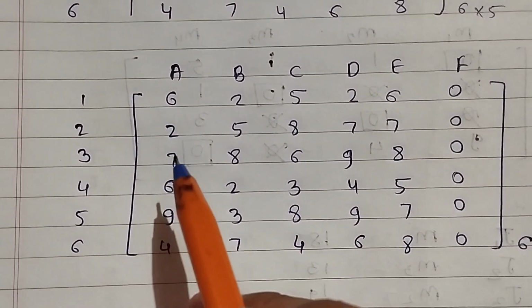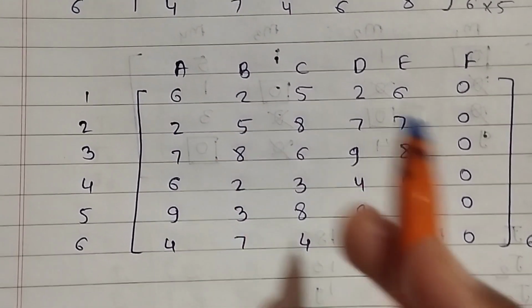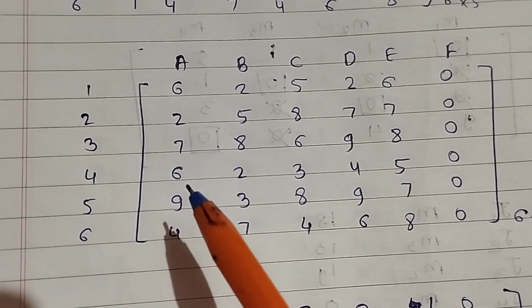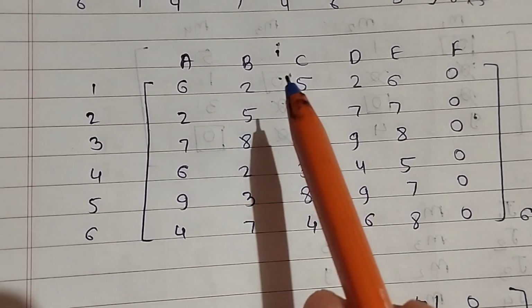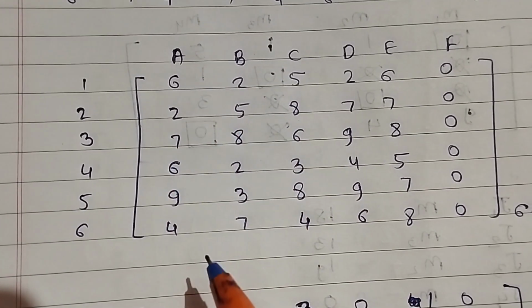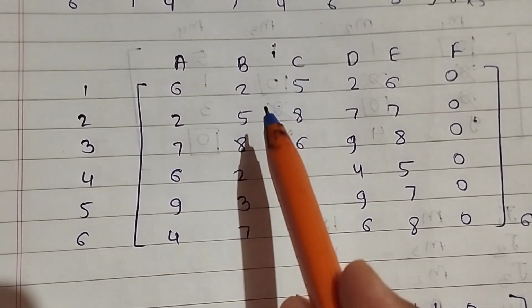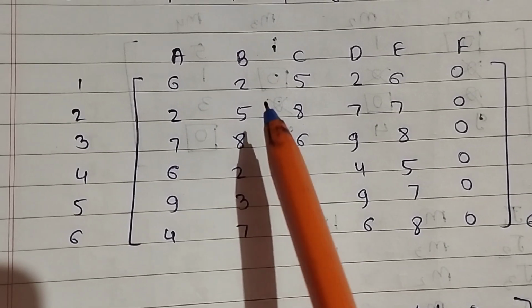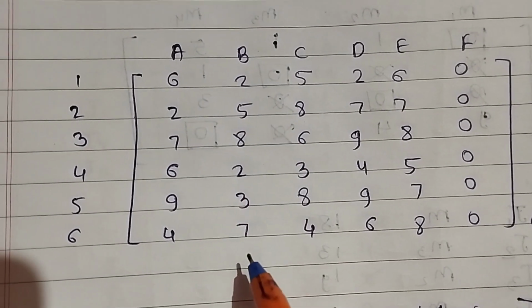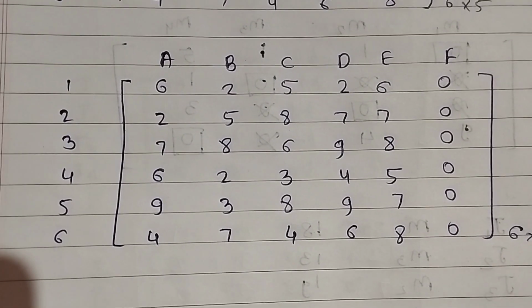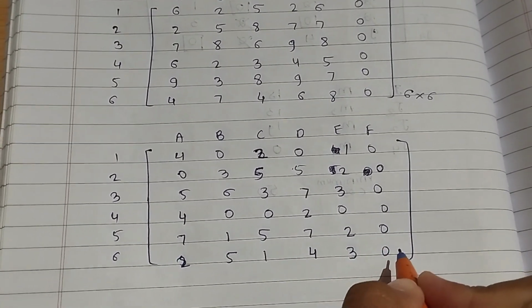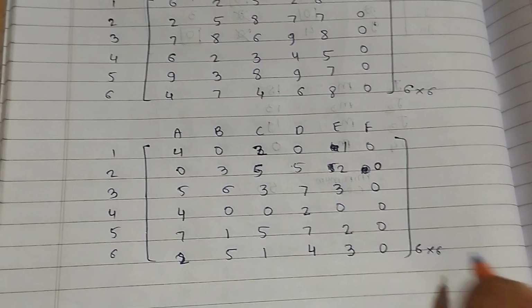The minimum value in the first column is 2. So 6 minus 2, 2 minus 2, 7 minus 2, 6 minus 2. In this way we write the whole first column. Then for the second column, again 2 is the smallest, so we subtract 2 from each element of the column. In this way we write the reduced matrix. So this is our reduced matrix now. It is 6 by 6.